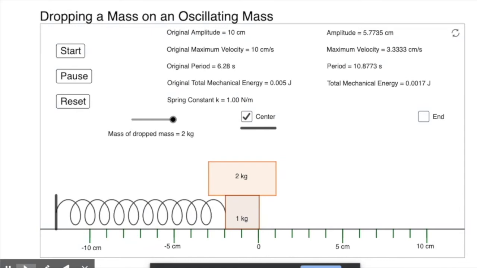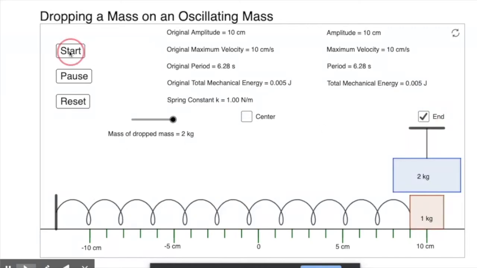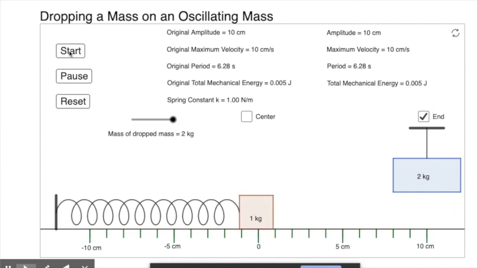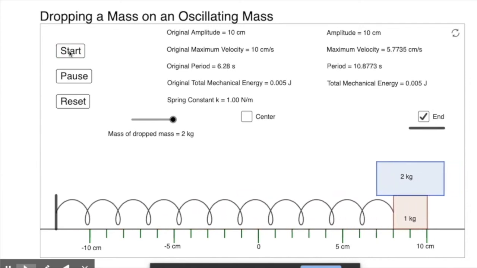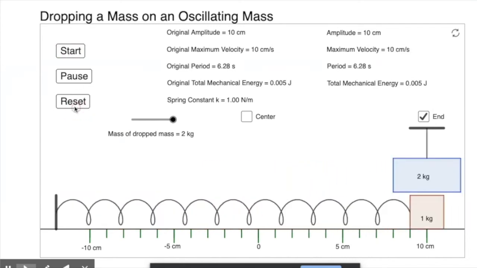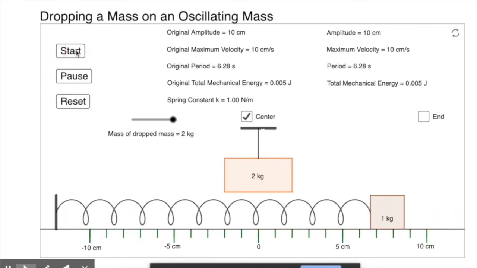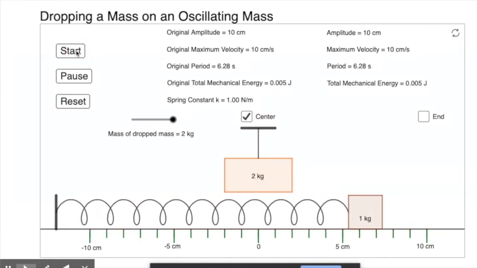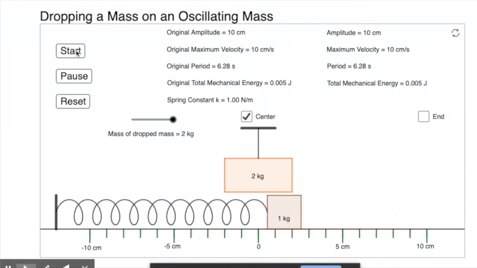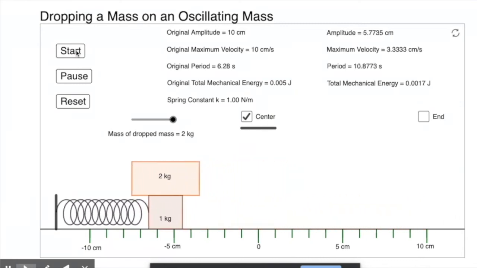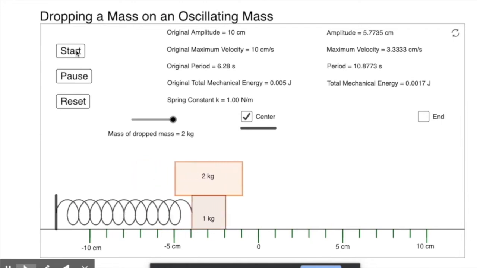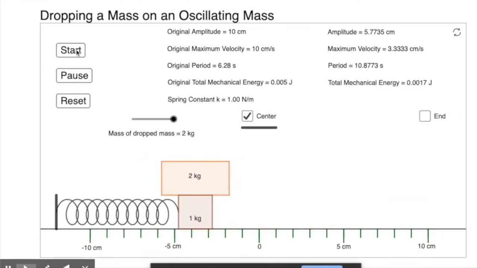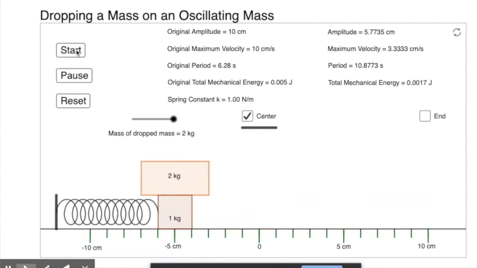That's fundamentally different from what happened in the other scenario, because when that block was dropped, it was dropped when the 1 kilogram block had no kinetic energy. So there was no kinetic energy available to be lost. However, in this scenario, when the 2 kilogram block drops on top of the 1 kilogram block, it's dropped on top of it when it's moving. And so because it has kinetic energy, it's able to lose some of that kinetic energy. And so this situation is fundamentally different than the last one.